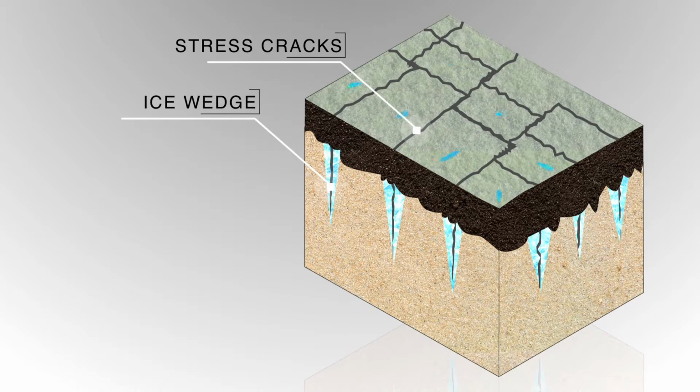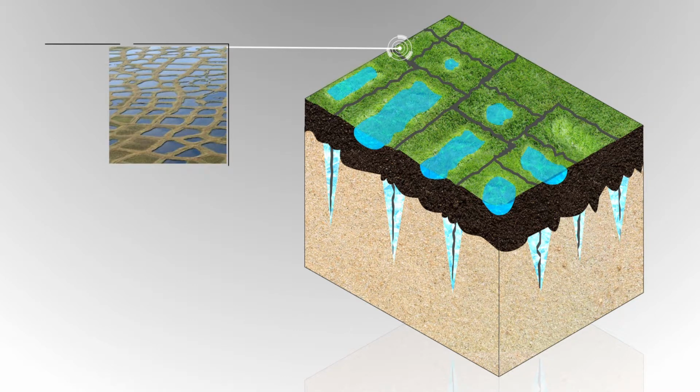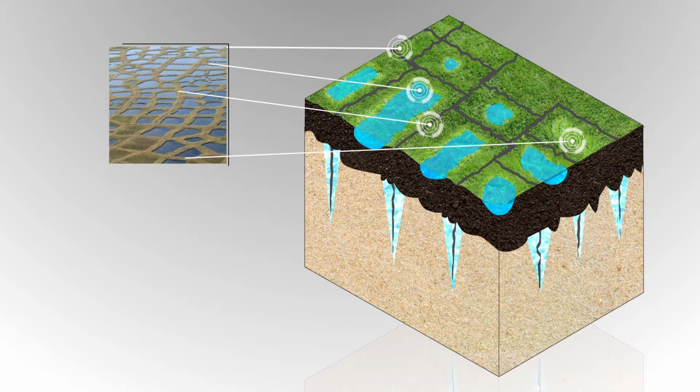The increase in volume caused by the expanding ice wedges causes a buckling or heaving of the ground on either side and parallel to them. This creates rims that encircle troughs that can fill with water.